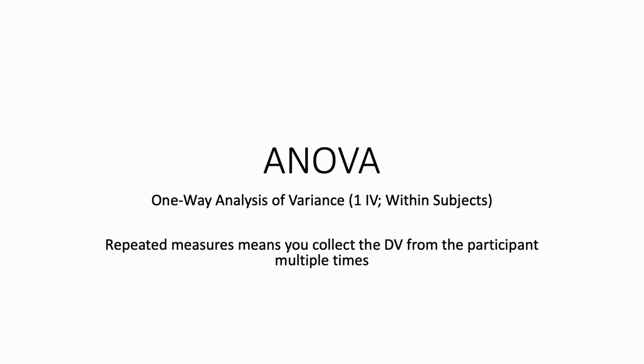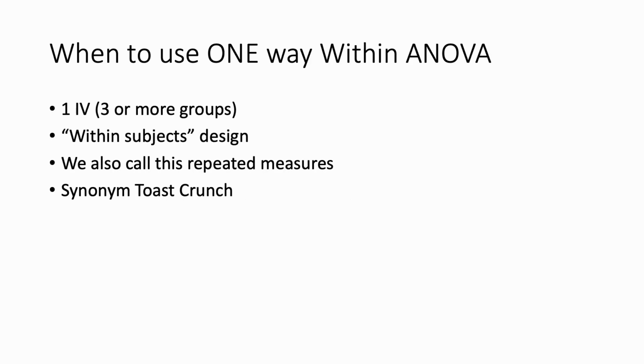All right, let's learn the within subjects version of ANOVA, one-way analysis of variance. One IV, within subjects. Repeated measures is a word you'll see used to describe within subjects designs because you get multiple measures from each participant, or you collect the DV from each participant multiple times. When do you use the one-way within ANOVA? One IV, three or more groups, within subjects design.